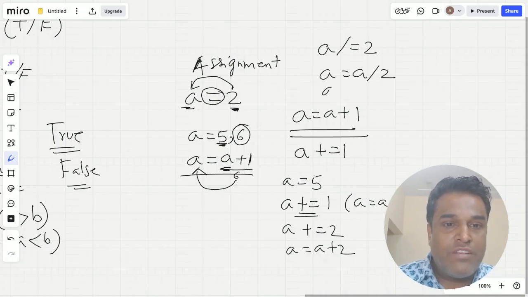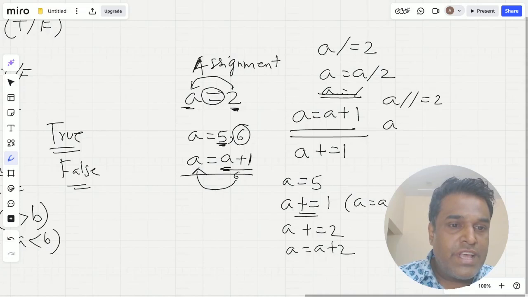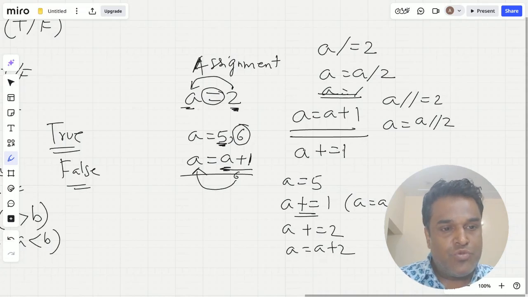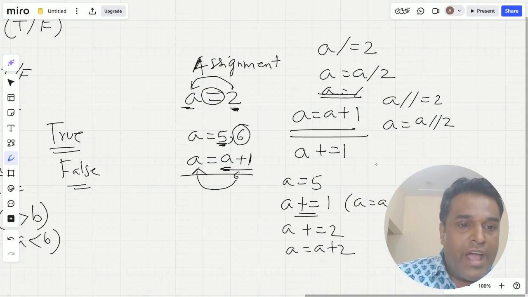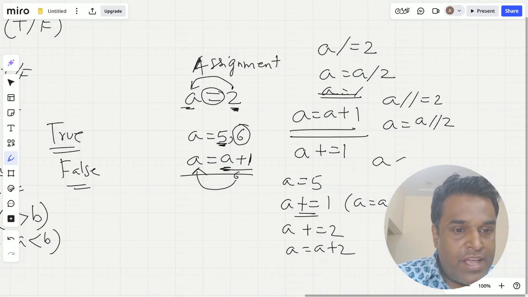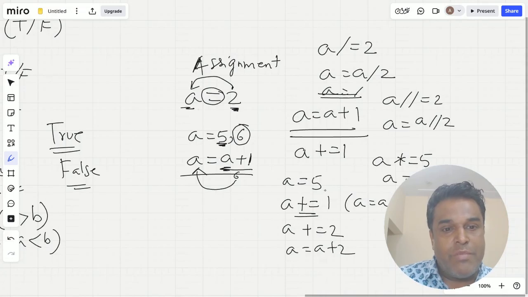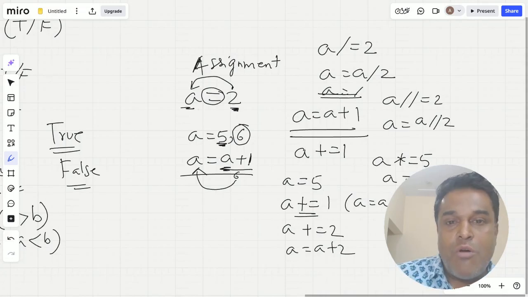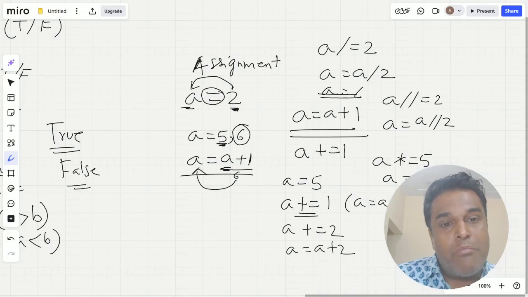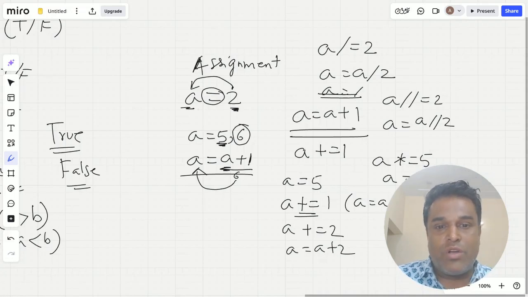I can also have the floor division, like this, A double slash equal to 2. This means A is equal to A floor division 2. I can have the product, A star equal to 5. This will mean A is equal to A into 5. This is what it means. So these are some of the short forms that we can normally use in Python. So do remember this.